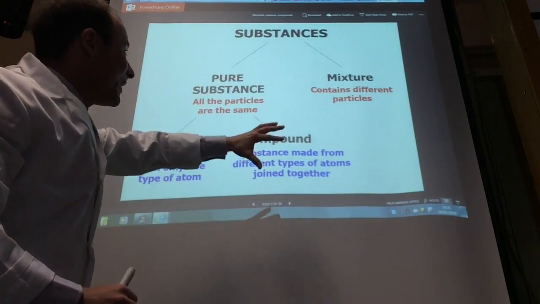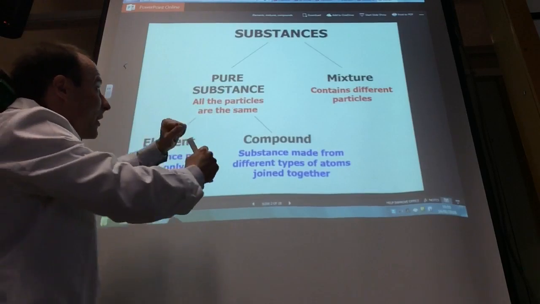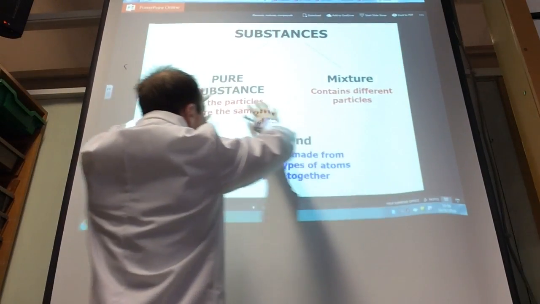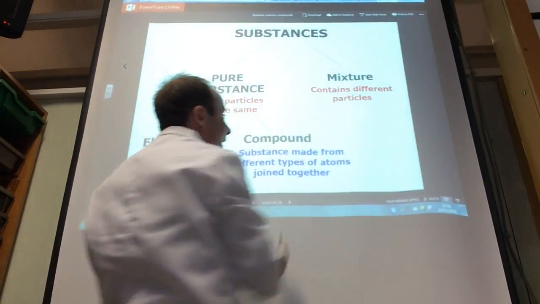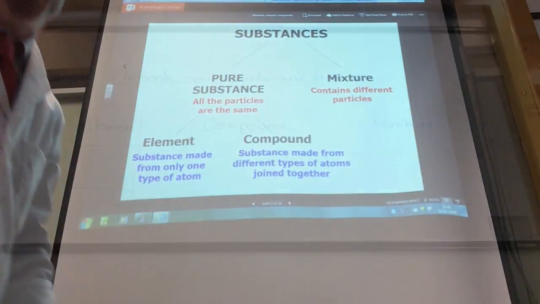So we've got this little, I think quite a handy little chart. Everything can be called substances. We then divide them up. A pure substance is either an element or a compound. And then a mixture is lots of things mixed together.